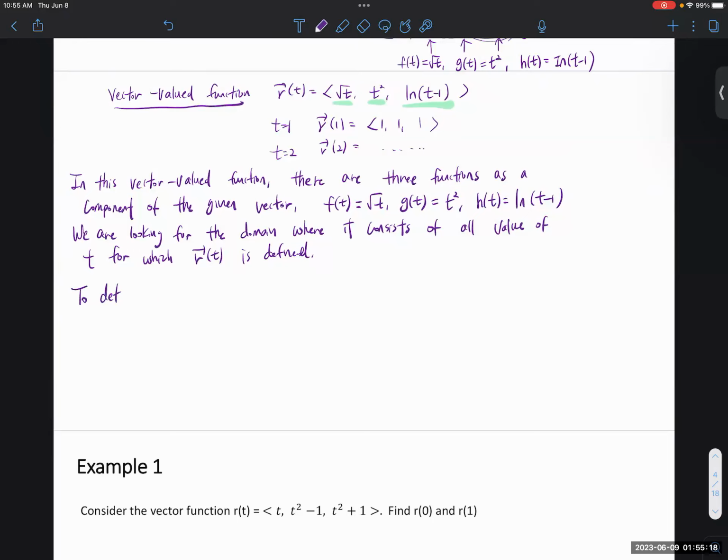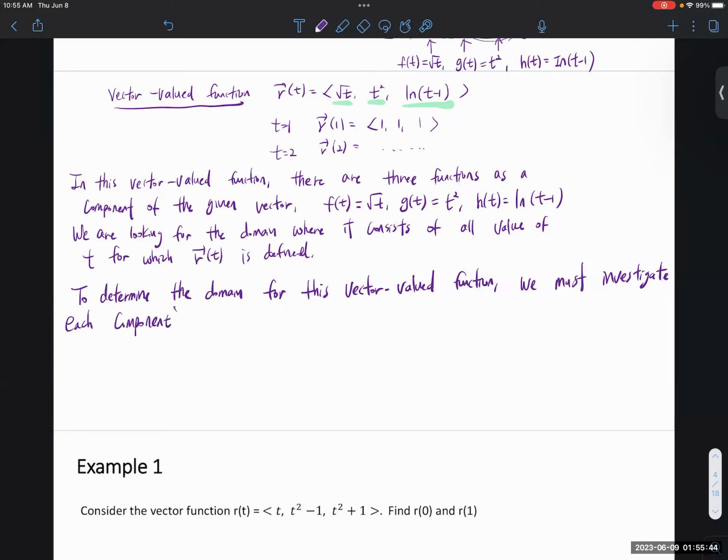To determine the domain for this vector valued function, we must investigate each component's domain. So let's take a look at the domain of each component.